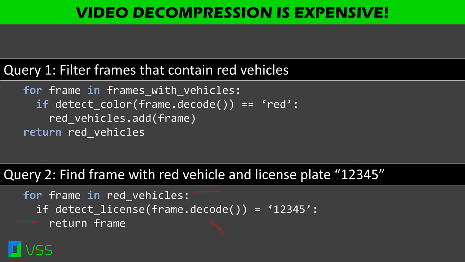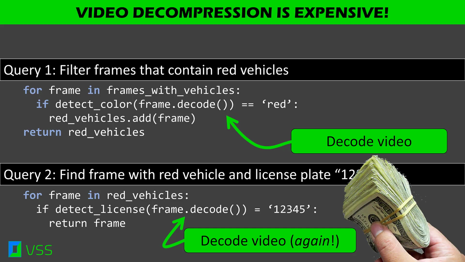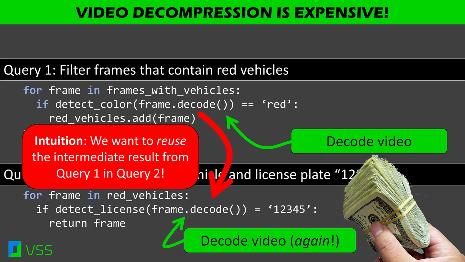And if we look at these queries, we can see some inefficiencies here. In this case, we're actually decoding the frames containing red vehicles twice, once in the first query and here again in the second query. And these kinds of overheads are what's causing video analytic pipelines to be so expensive. The intuition here is that we want to support the reuse of the intermediate result we generated in query 1, the decoded red video frames, and reuse them in the second query.